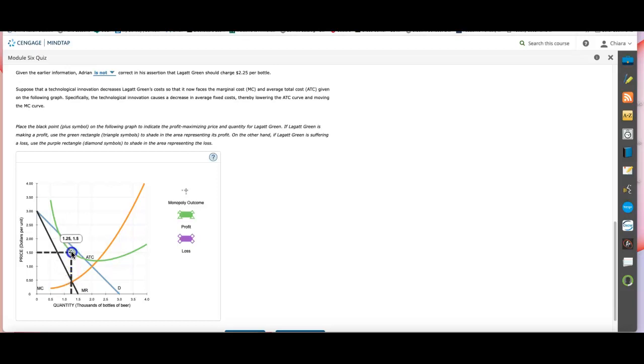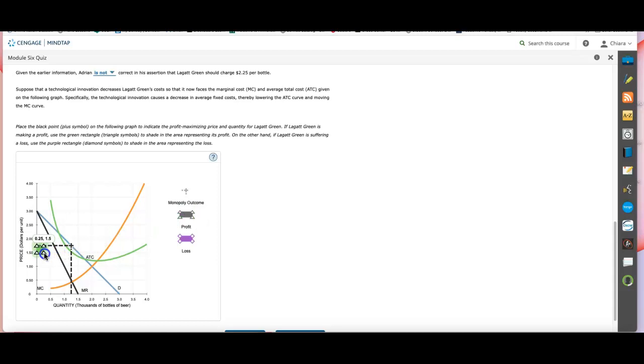We drag it up to our demand curve, and I can see it's at 1.25 in quantity, so 1,250 thousand bottles of beer at a price of $1.25. Now look at this. This section is above my average total cost. What does it mean? That the price I'm receiving is more than what it's costing me to produce each unit of bottles. So I know I'm going to have a profit, and I need to identify the profit area.